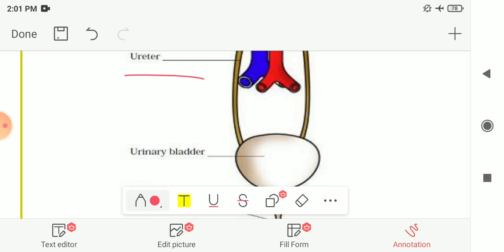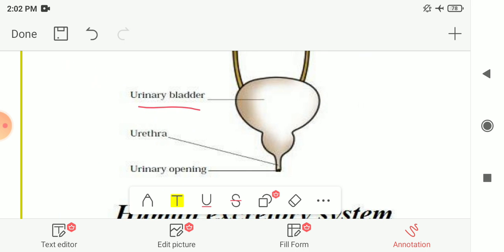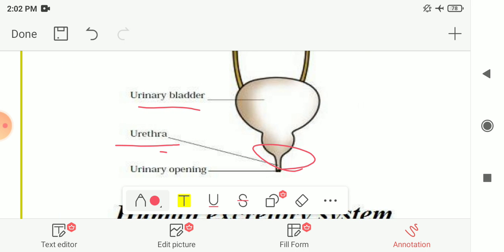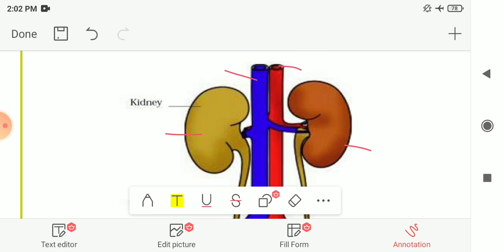This one is the ureter, which is connected to the kidneys and the urinary bladder. This one is like a muscular bag. Then this muscular tube is known as the urethra, and the last one is the urinary opening. We have seen that the blood reaches the kidney through the veins and arteries from the body. In the kidneys, the useful substances are absorbed by the blood, and the useless substances, that means the waste, are dissolved in water.